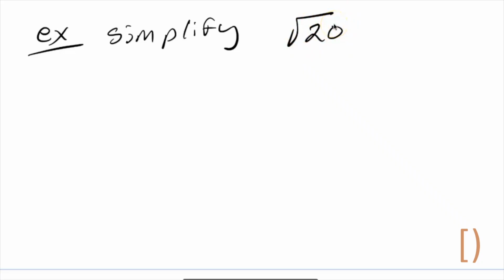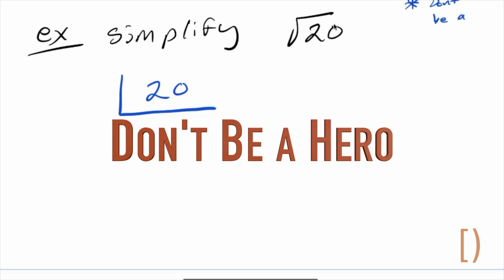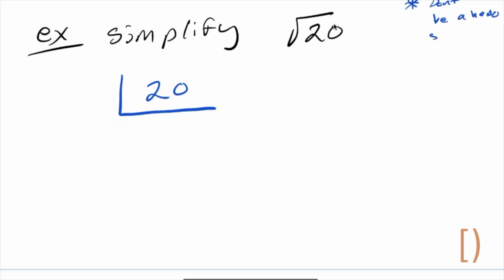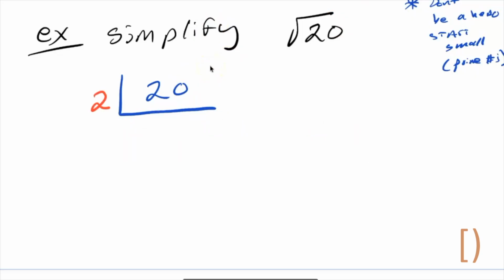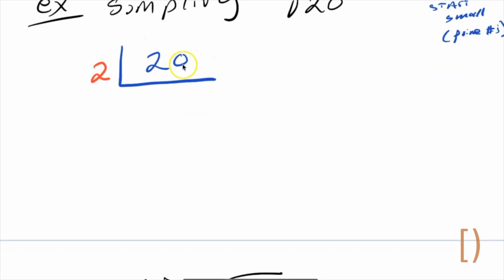So the way I like to do it is upside down division. So I'm writing a little divide sign, like at 20, right? And my key trick is don't be a hero. Start small and make sure it's prime numbers. So I'm not going to divide this by 10. It's not a prime number. I want to start small. The smallest prime number I know is 2. That's not 1, right? And then you just go 20 divided by 2. That's 10. And then we're just going to do it again.